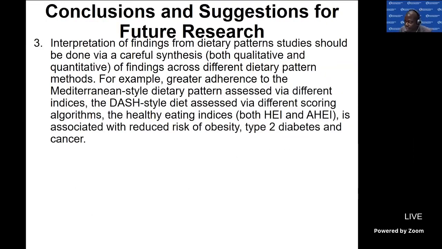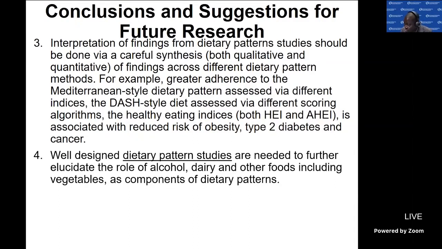Interpretation of findings from dietary pattern studies should be done via careful synthesis, both qualitative synthesis as well as quantitative synthesis. It's always ideal to come up with a single number that defines risk, but conducting a qualitative synthesis is also very meaningful and can help in translation of the evidence to dietary guidance. We still need well-designed studies to further elucidate the role of alcohol, dairy, and other foods, including vegetables, as components of dietary patterns. And from Dr. Fung's talk, you all know where you can fit to help move this agenda forward.